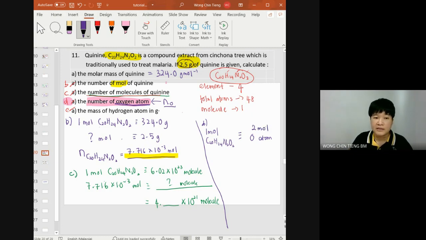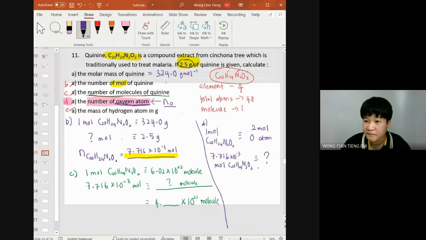Guna balik number of mole yang kita kira tadi, saya tak ada 1 mole pun. Kita hanya ada 7.716 darab 10 kuasa negatif 3 mole of quinine. Alright? Mole of this quinine is producing how many mole of oxygen atom only? Saya tak nak bagi jawapan. Saya nak kamu kira dah untuk dua hujung ni. Boleh ke? Bila kamu dah dapat number of mole untuk oxygen atom ni, you got this answer.